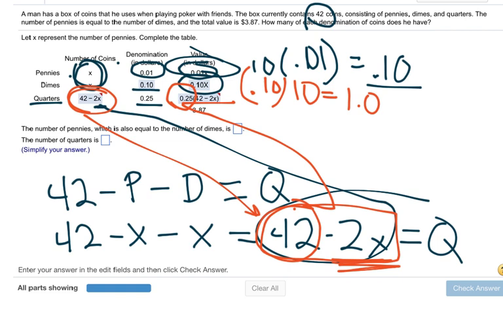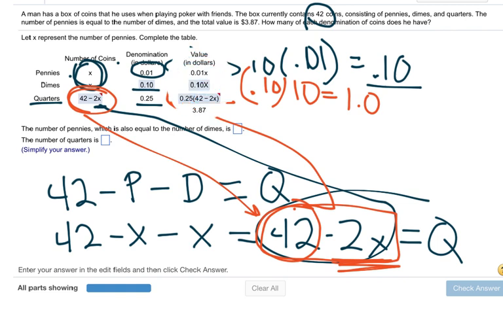So once you have that part set up correctly, the next step would be to figure out the number of pennies, and then it says that that's equal to the amount of dimes, and then we've got to figure out the number of quarters. The next part is to actually figure out that piece. So to do that, what we want to do is clean this up a little bit.